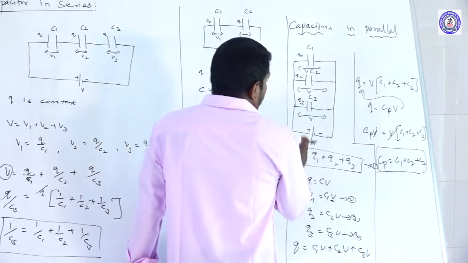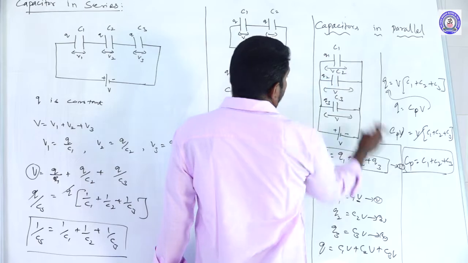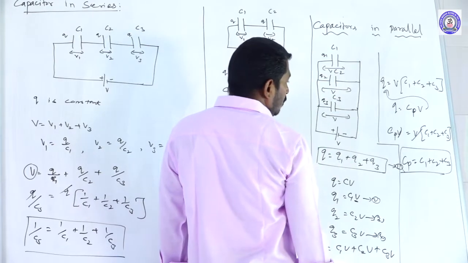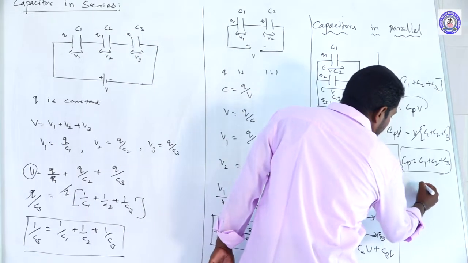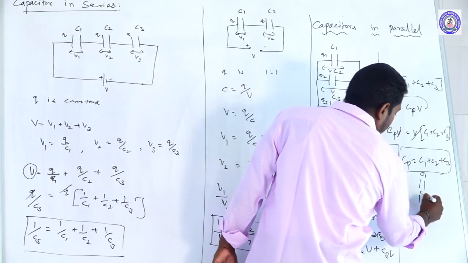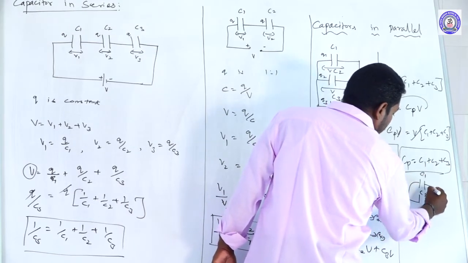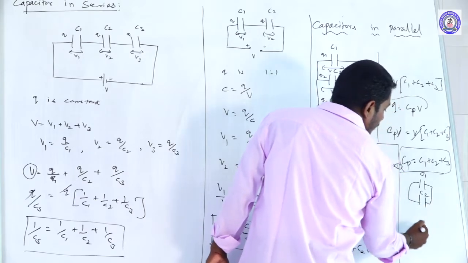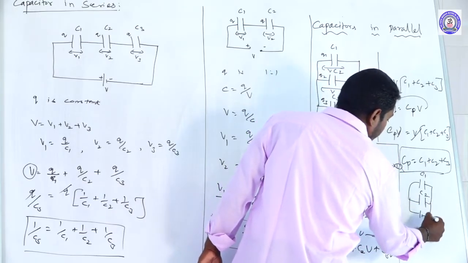Here the ratio of potential difference across the capacitors is 1:1. Take two capacitors with different capacitances C1 and C2 connected in parallel across the potential difference V.